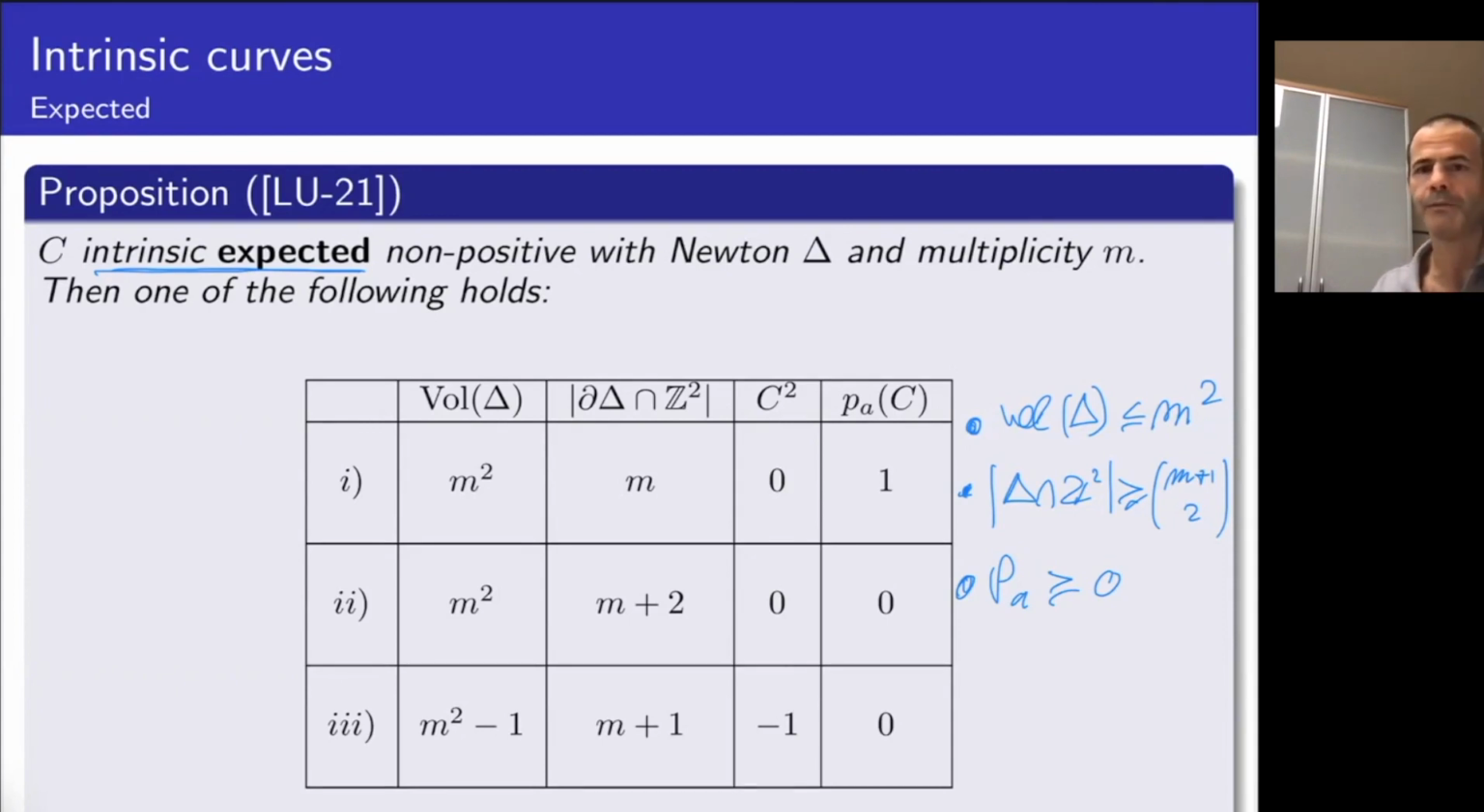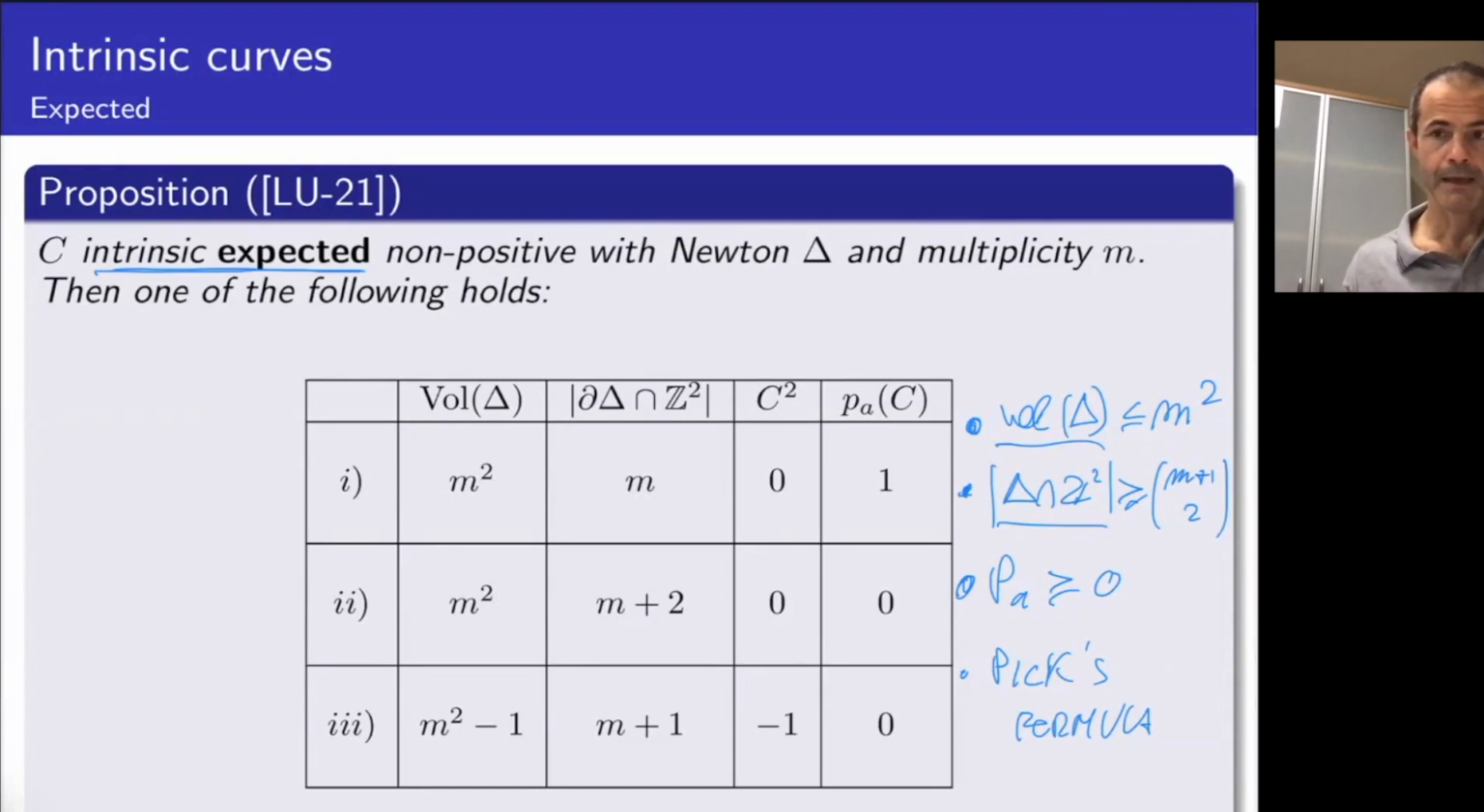We put together these 3 inequalities and the Pick formula, which relates the volume of delta, the number of points of delta, and the number of boundary points of delta. So putting together the 3 inequalities and the equality, we get that these are the only possibilities.